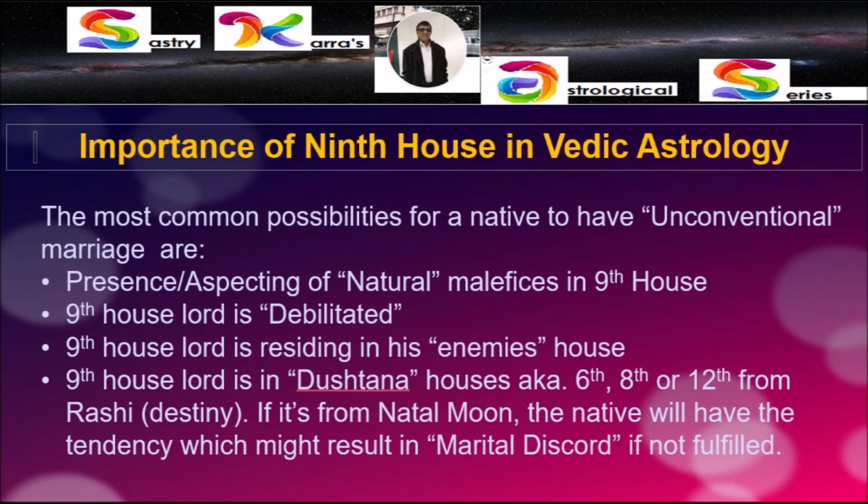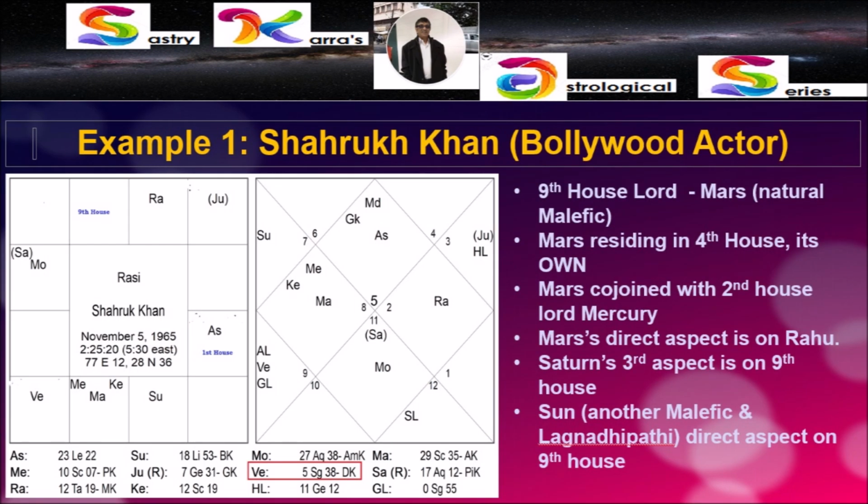possibility is that the native has mentally had an idea of having an unconventional marriage, but since the destiny doesn't match it, that particular native's marriage might result in a marital discord, which is a separate topic for me to talk about. Having said the theoretical information about the possibilities for an unconventional marriage, let me start taking a few real world examples, and explain to you.